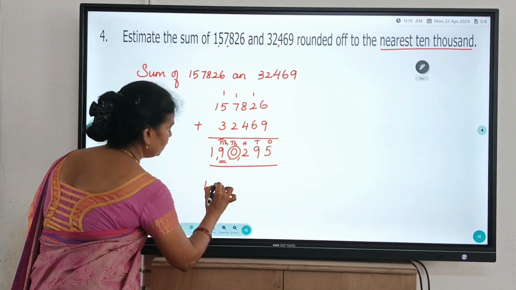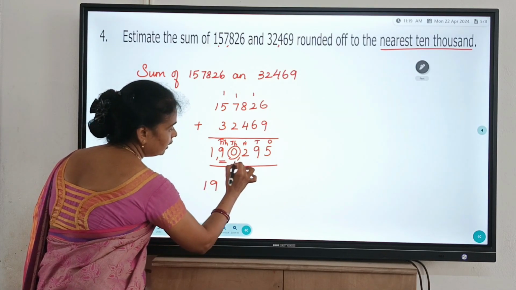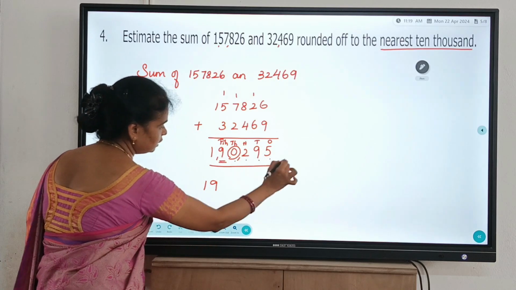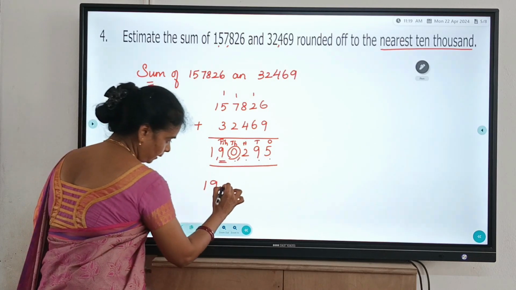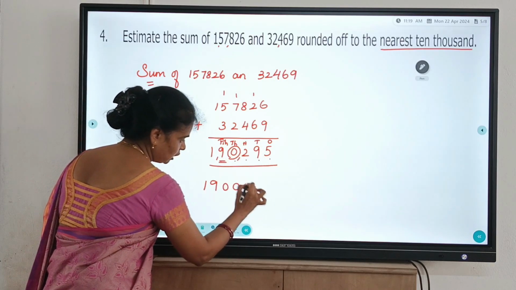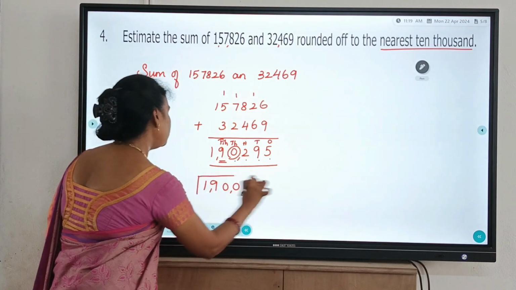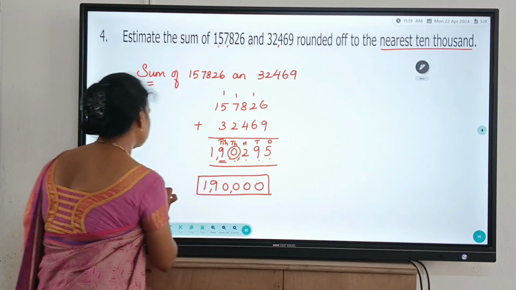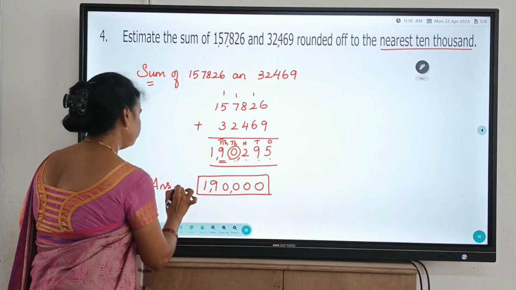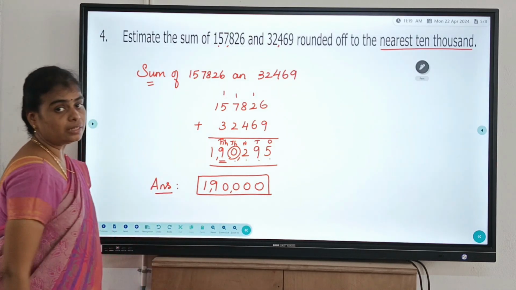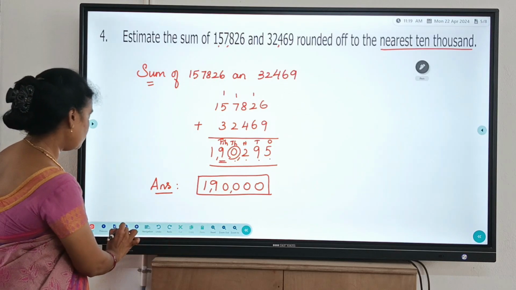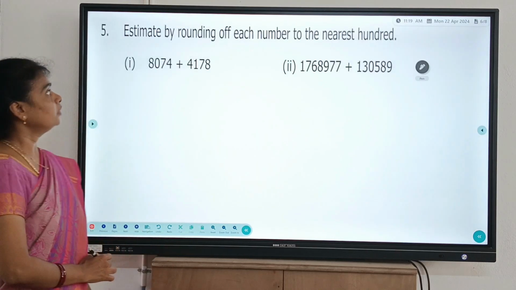The answer will be 1, 9, and instead of these 4 digits that will follow this number 9, you will write 4 zeros. So the answer is 1,90,000. Is it clear to you all? Now we will proceed to the next one.